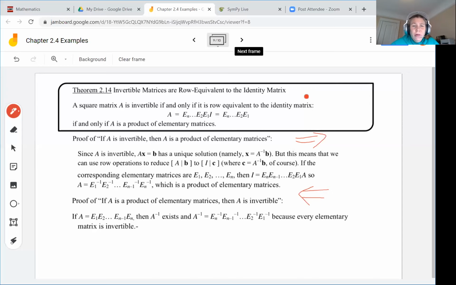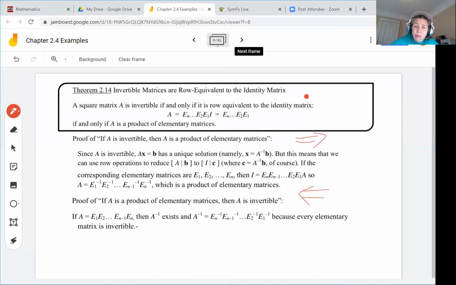So if the corresponding elementary matrices are E1 through En, then the identity matrix is En, and so on, multiplied through by E1 times A. So then we can say, well, A is just E1 inverse multiplied by E2 inverse. Note the order is changing in our multiplication because of that property of matrix multiplication, through En inverse, which is a product of elementary matrices. So we have shown that if A is invertible, then we can write it as a product of elementary matrices.